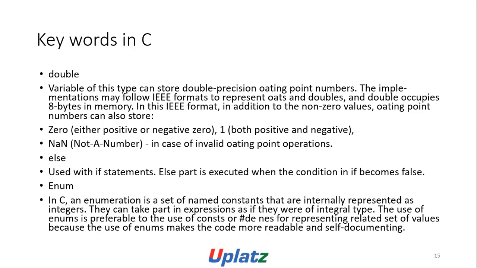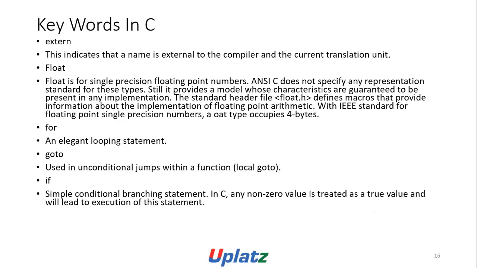Enum: in C, an enumeration is a set of named constants that are internally represented as integers. They can take part in expressions as if they were of integral type. The use of enums is preferable to the use of constants or defines for representing a related set of values, because the use of enums makes the code more readable and self-documenting. Extern indicates that a name is external to the compiler and the current translation unit. Float is for single precision floating point numbers.